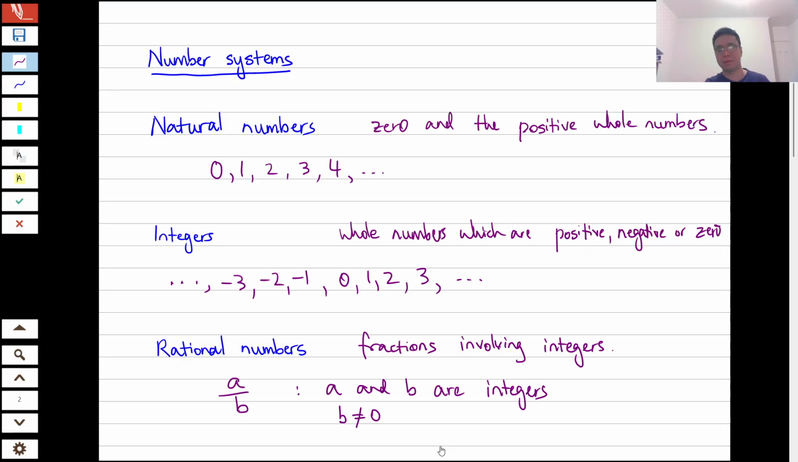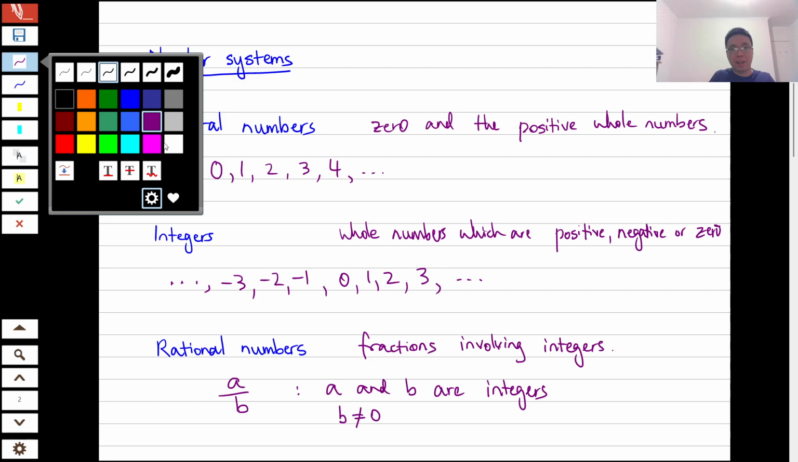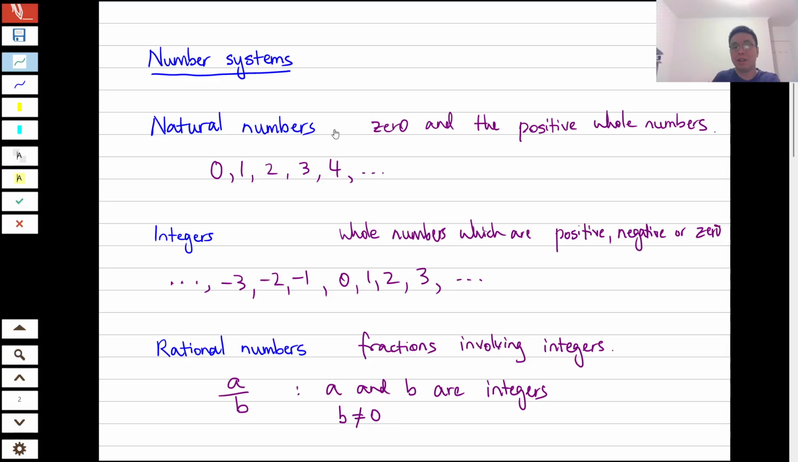Now, can you see? The natural numbers was the simplest number system. And I want to say, before we get too far along this, that with the natural numbers, I can do addition, and I can do multiplication. However, I can't really do subtraction.